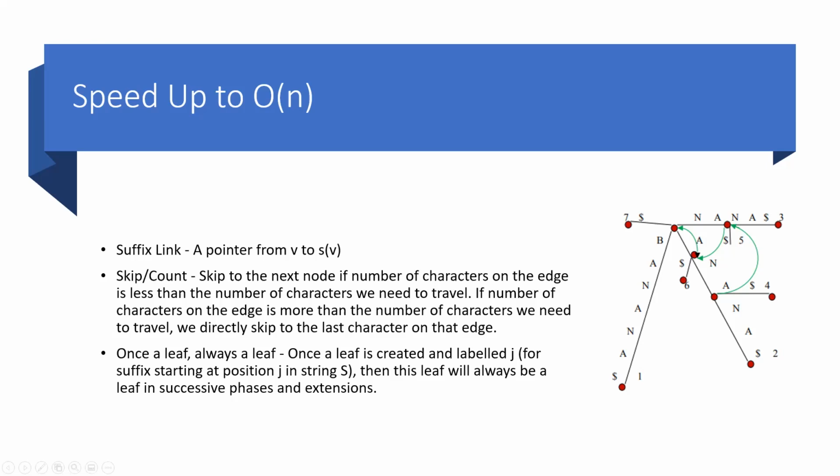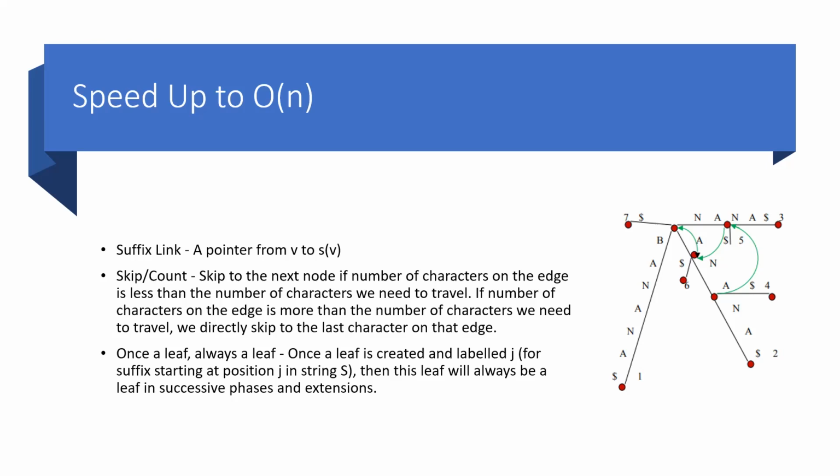And then another speed up technique is to skip/count. So when you're walking down from a node, let's say S of V, to a leaf, instead of matching the path character by character as we travel, we can skip directly to the next node, if the number of characters on the edge is less than the number of characters we need to travel.